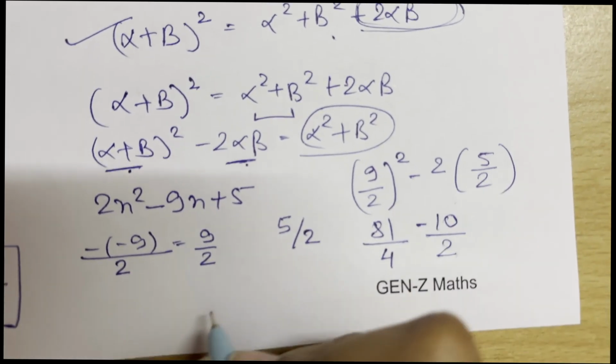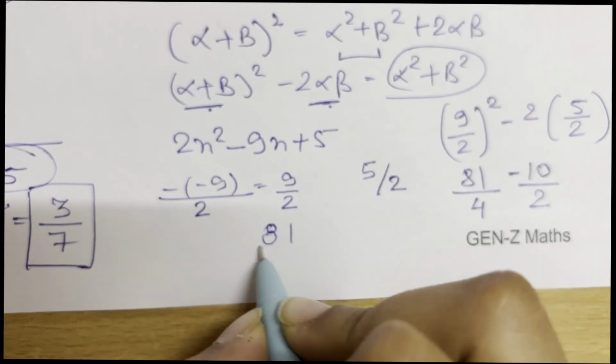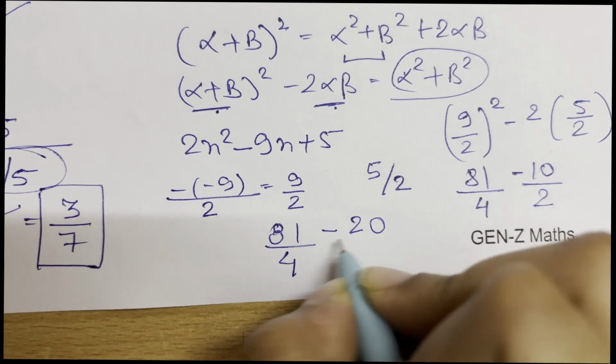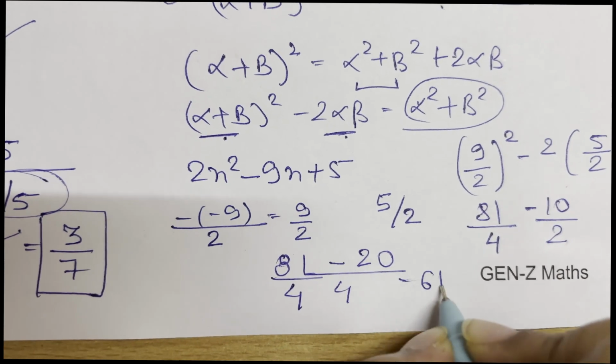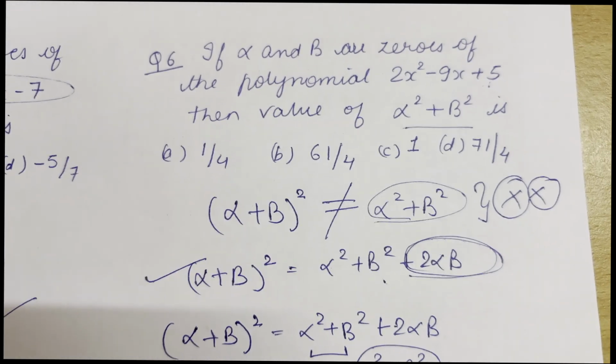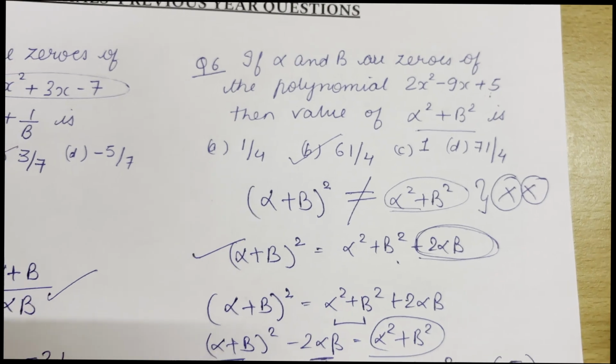We take the LCM. I'm solving it in the bottom portion: 81 by 4 minus 20 by 4, and the value is 61 by 4, which is option number B. That is the correct answer for this question.